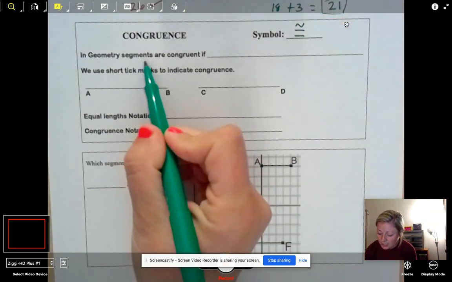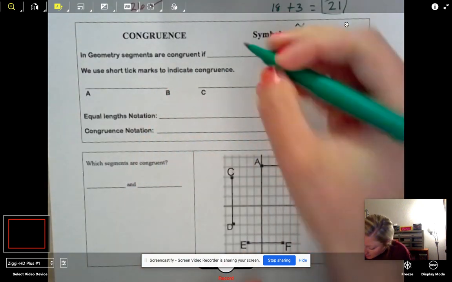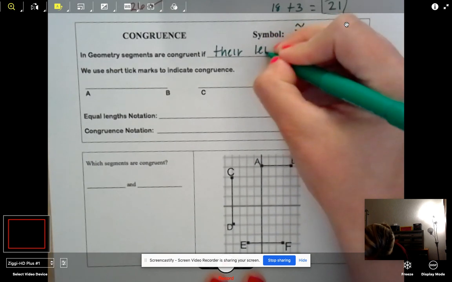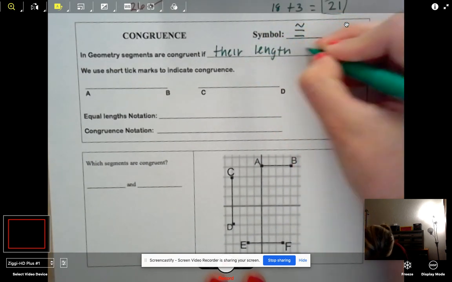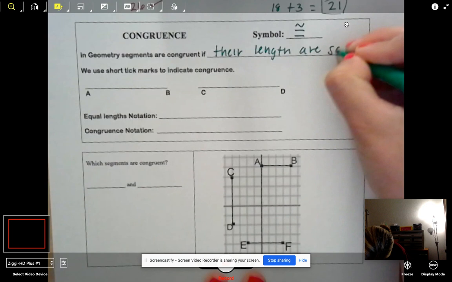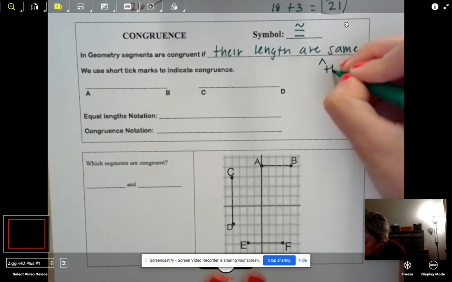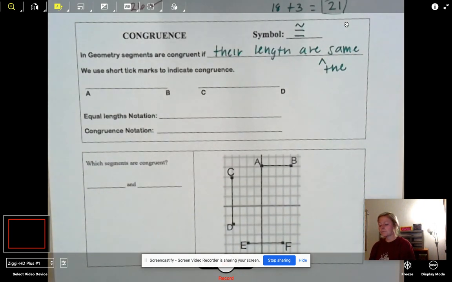In geometry, segments are congruent if their lengths are the same. So if I have a segment that's 6 units and I have another segment that's 6 units, those two segments are the same, or are congruent, because their measures are the same.